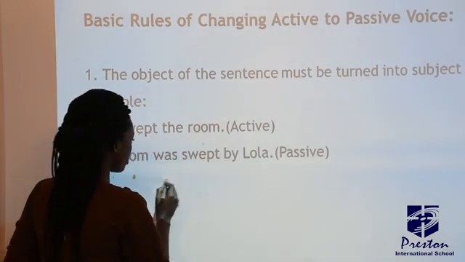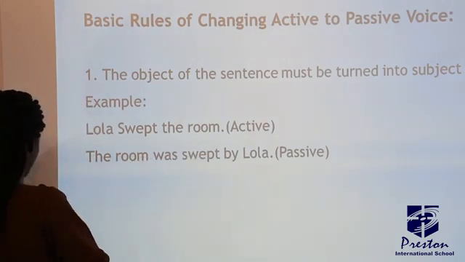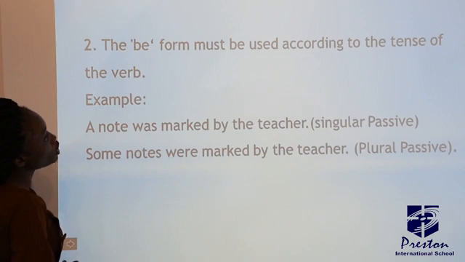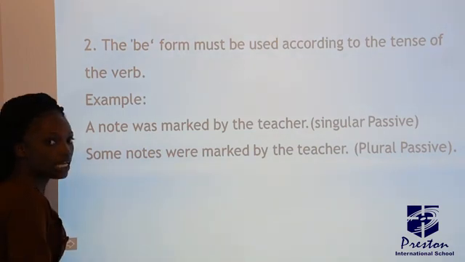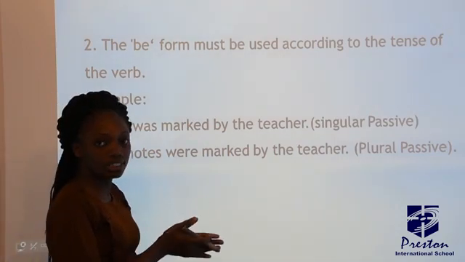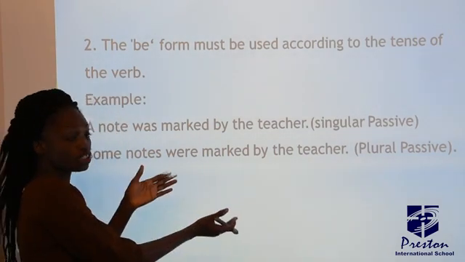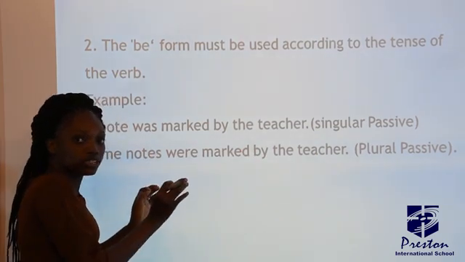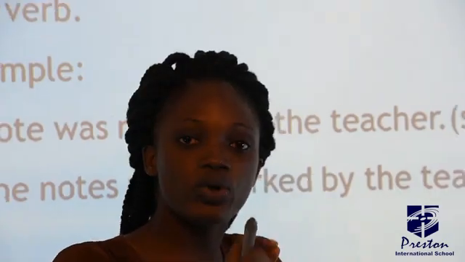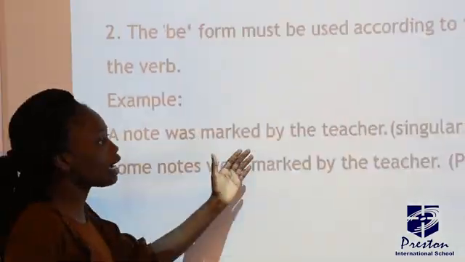And then the next rule, the be form must be used according to the tense of the verb. If the verb is in the simple past tense, then when you are changing it to passive form, you use the past be verb. You remember your be verbs, the likes of was, were, is, and so on. So you have a note was marked by the teacher.